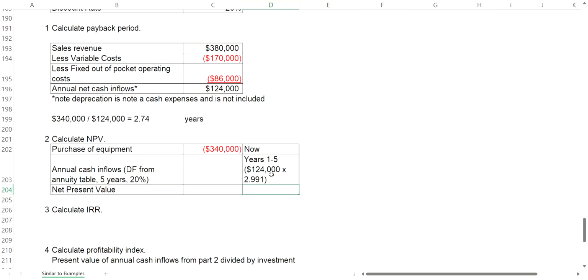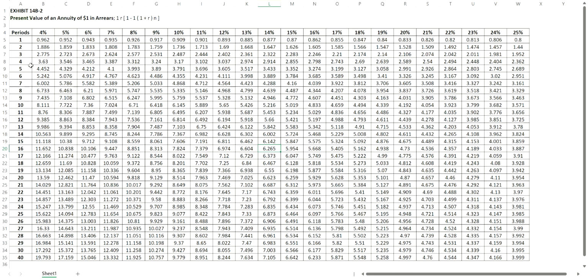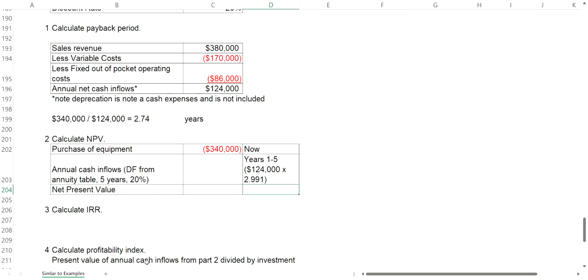So I'm going to go to the annuity table because it's $124,000 per year. I am going to look up 5 years and 20%, and I get 2.991. Okay, so I will take 124,000 times 2.991, and that gives me $370,884. Now when I add these together, negative 340,000 plus positive 370,884, I get a positive $30,884 as the net present value.